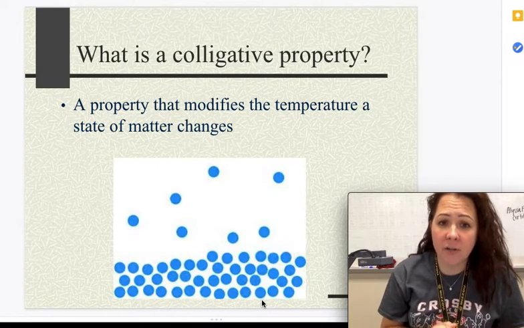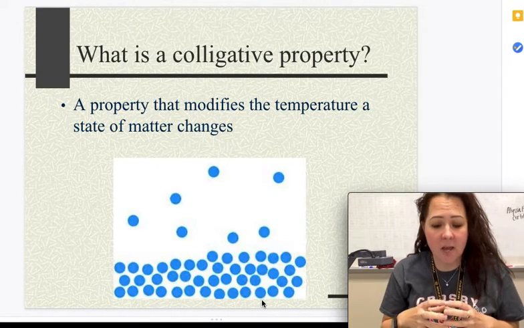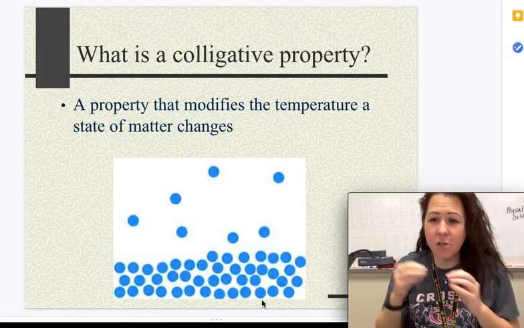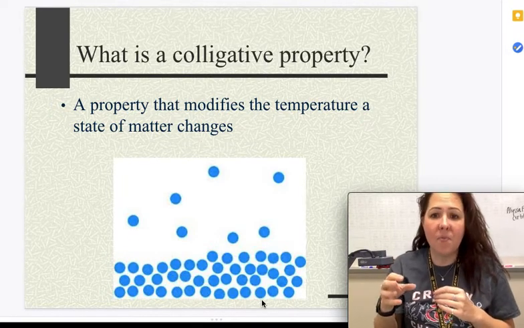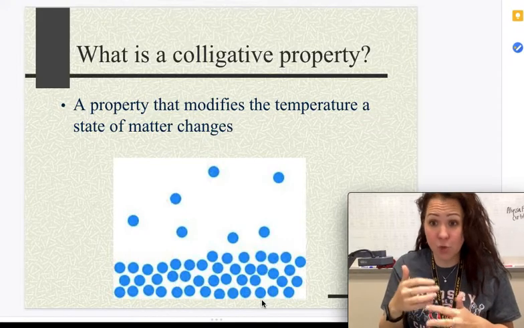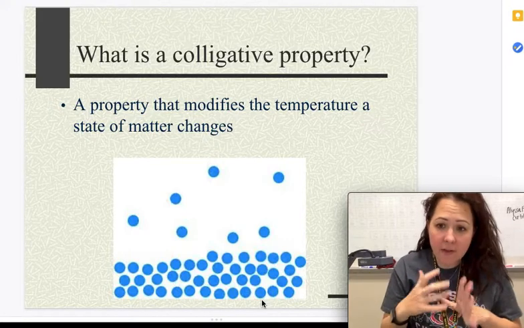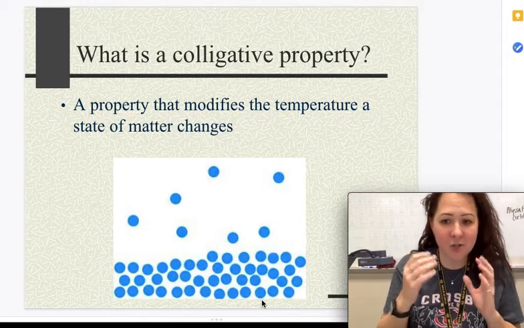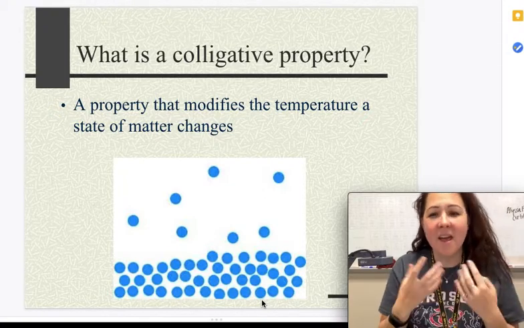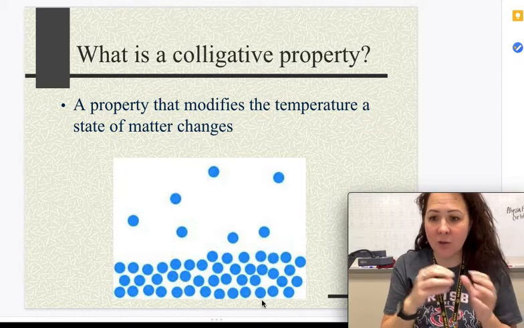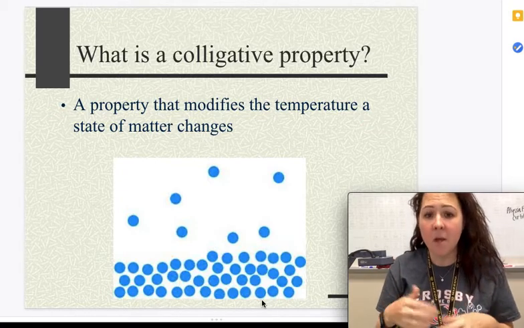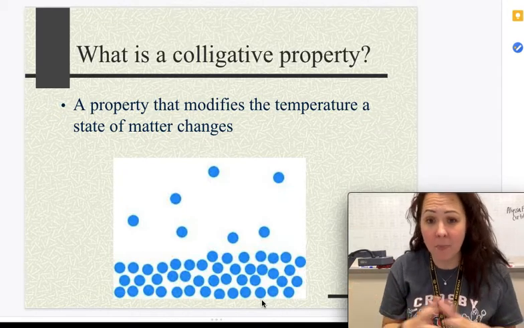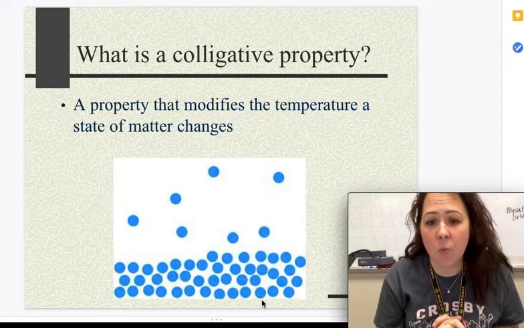So when you look at your colligative properties, it is just a property that modifies the temperature. So it changes the temperature that the state of matter change will actually happen. So if you have freezing point depression, it changes the freezing point. If you have boiling point elevation, it changes the boiling point. And that happens when you put a solute into your solvent. So the picture that I have there is just water or something. I'm just going to call it water. And each of those little particles would be a water molecule.